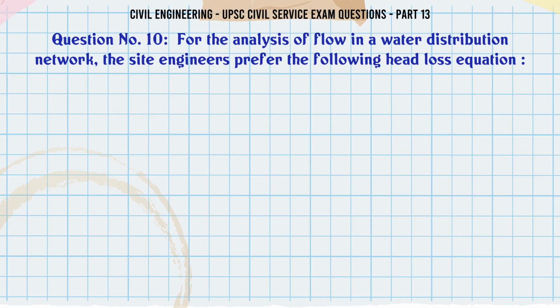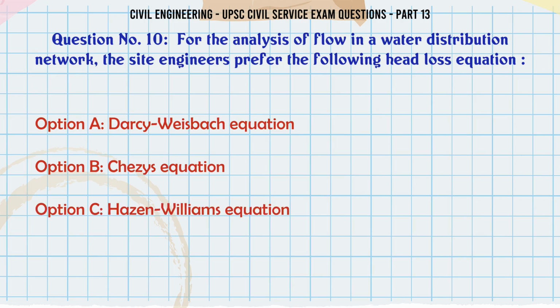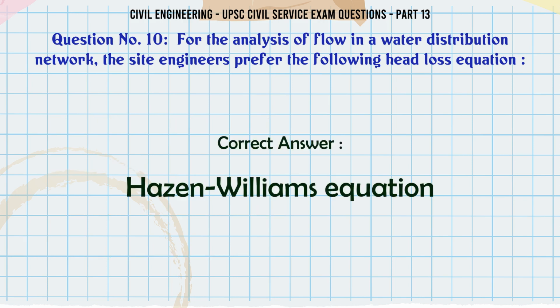For the analysis of flow in a water distribution network, the site engineers preferred the following head loss equation: A. Darcy-Weisbach equation, B. Chezy's equation, C. Hazen-Williams equation, D. Manning's equation. The correct answer is Hazen-Williams equation.